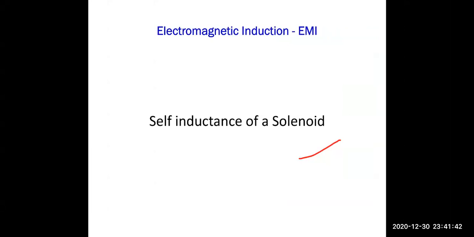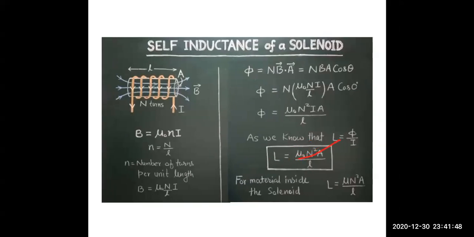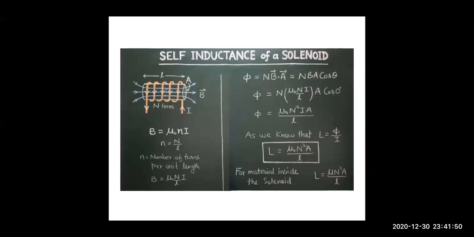Now let's talk about another term, the self-inductance of a solenoid. So children, we know that on passing current through a solenoid, what will happen? A magnetic field is produced, and as the magnetic field is produced, magnetic flux will be linked with the solenoid.